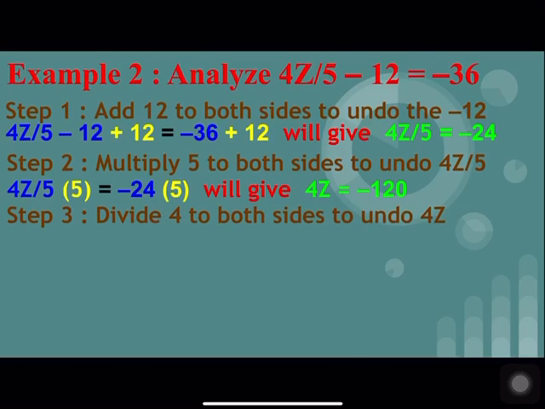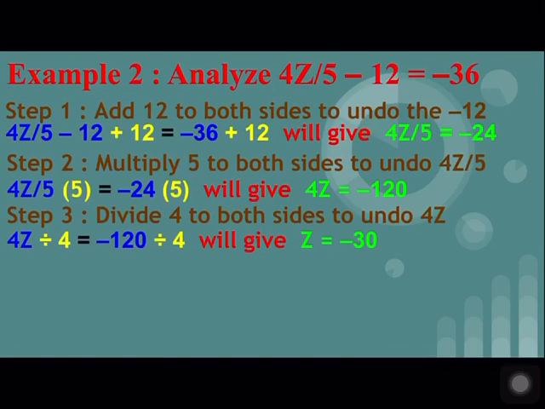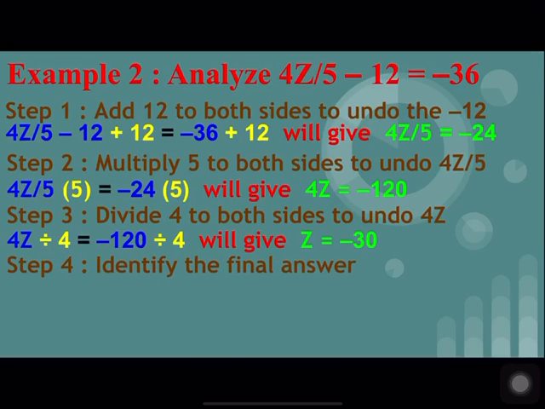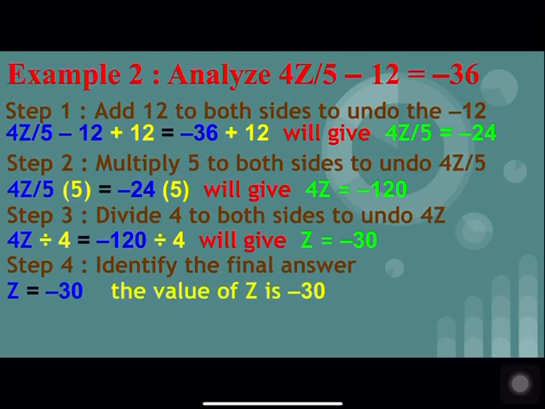The third step is to divide both sides by 4 to undo the 4z, because 4z is also the same as 4 times z. So we have 4z divided by 4, which will give us z. And negative 120 divided by 4 will give us negative 30. Now we have our final answer. z is equal to negative 30.